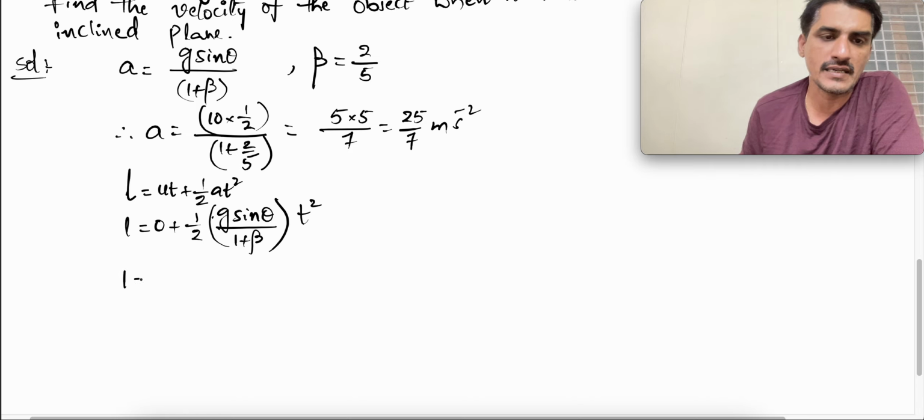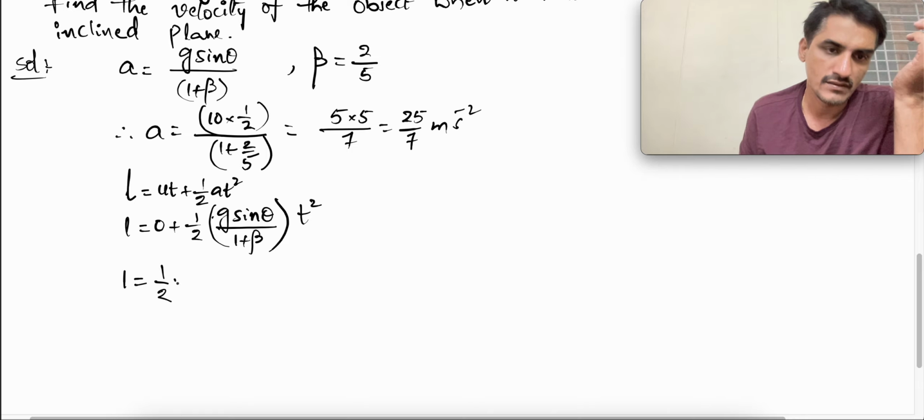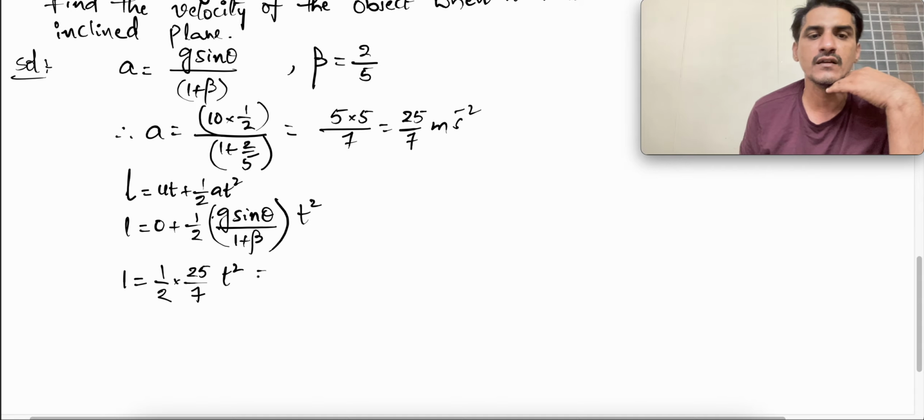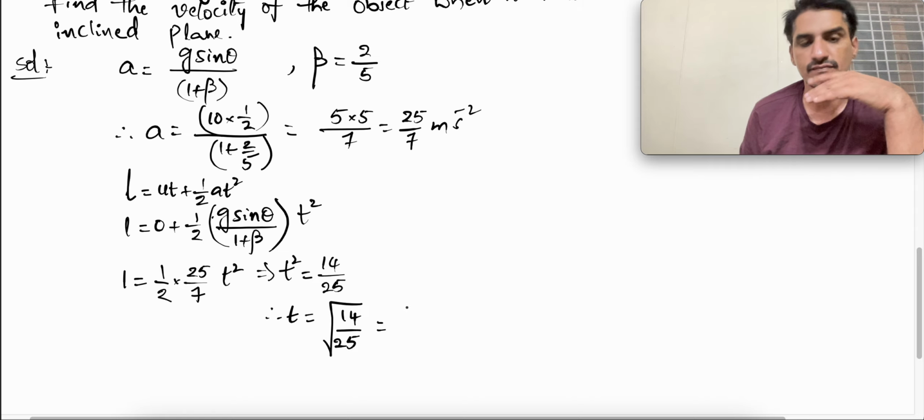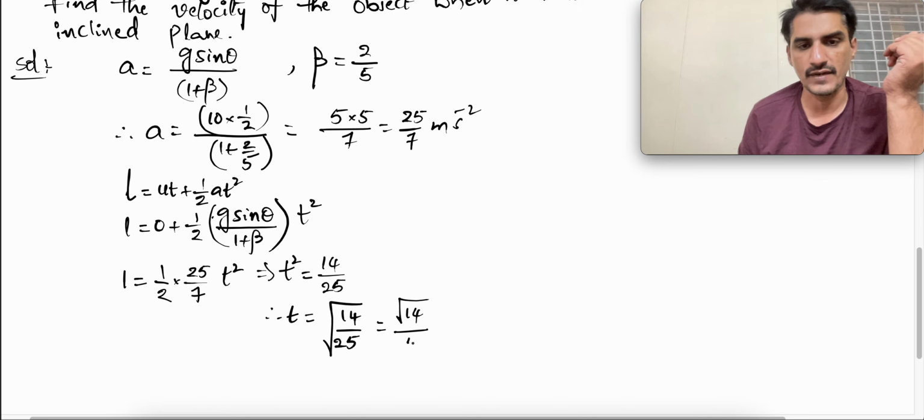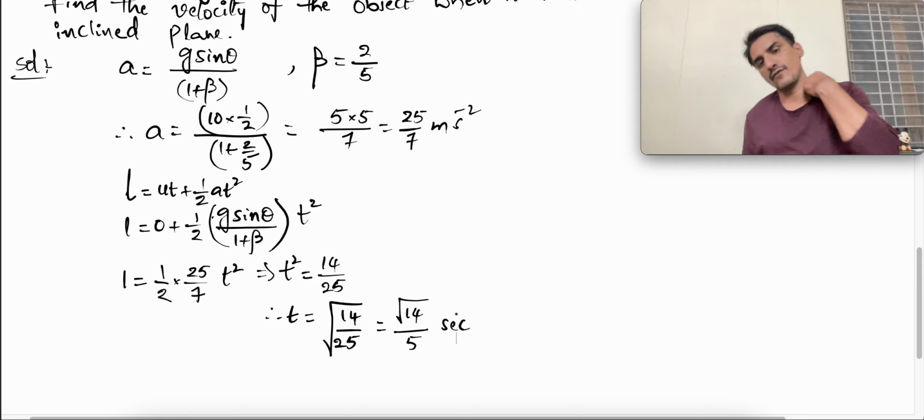So L is equal to 1 meter. 1 meter is equal to half into g sine theta by 1 plus beta. What is g sine theta? That is 10 into 1 by 2, that is 5. 5 by 1 plus 2 by 5, which we have got as 25 by 7. 25 by 7 into t square means 25 by 14. Therefore, t square is equal to 14 by 25, and hence what is the time taken here? Root of 14 by 25, that is root 14 by 5 seconds.